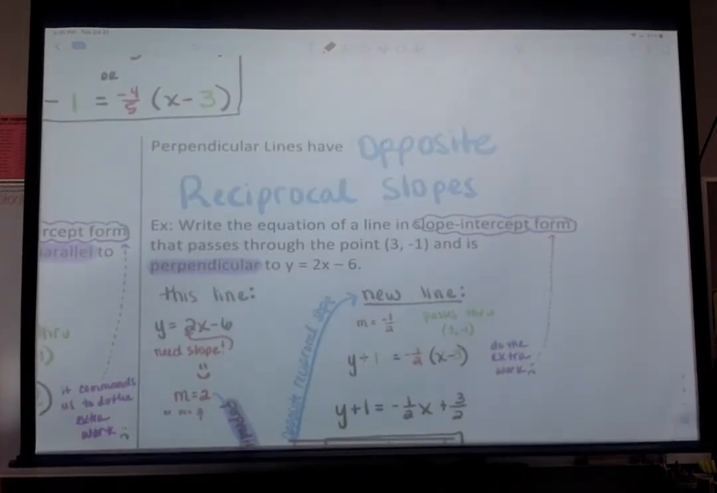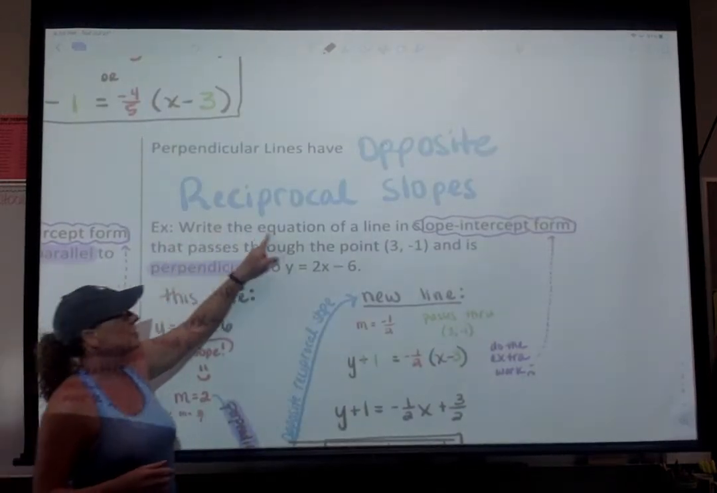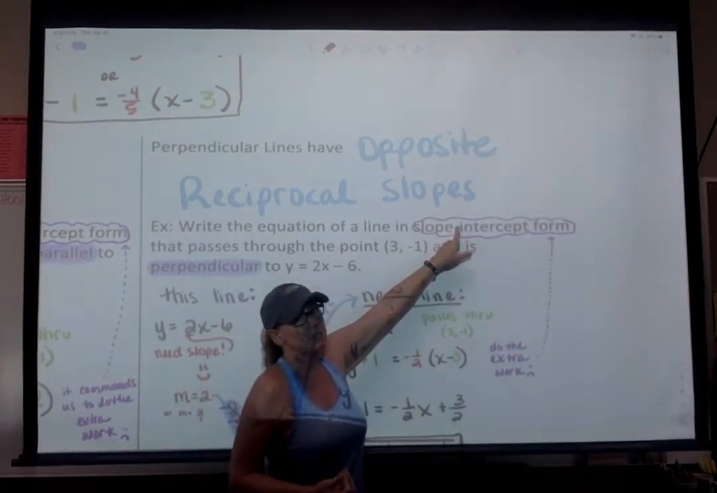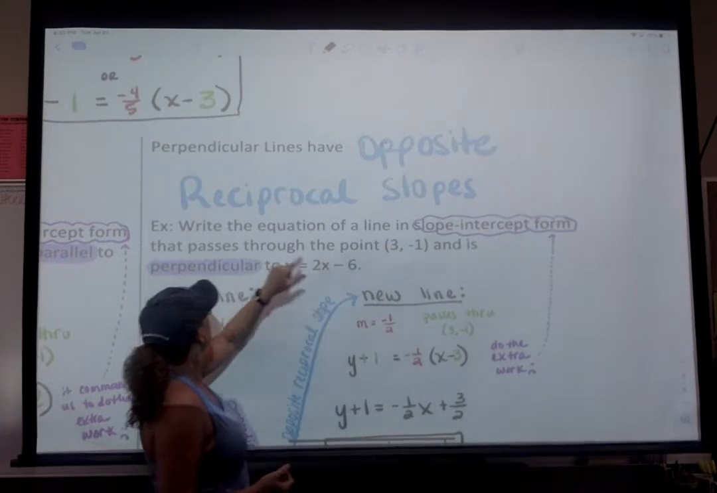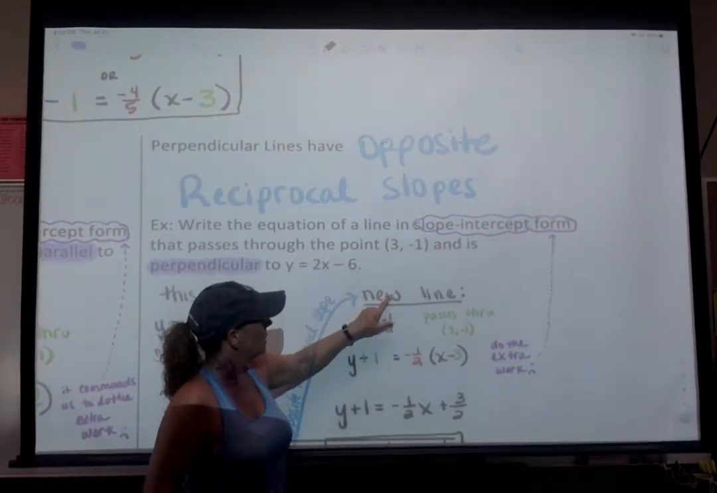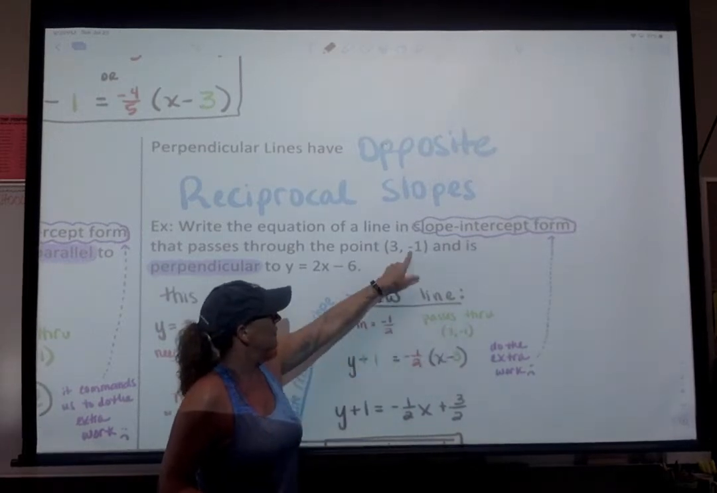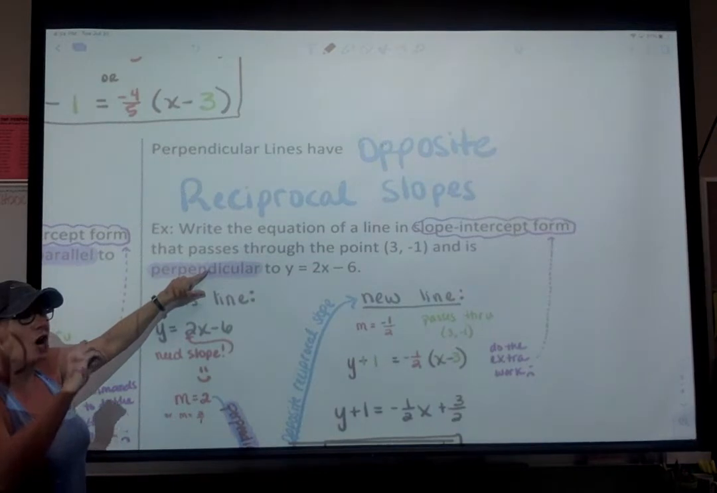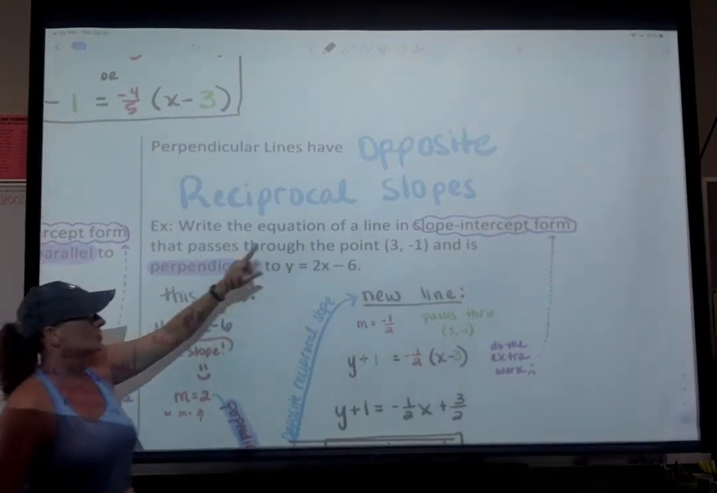Next problem is, okay, kind of the same thing. Write an equation of a new line. We're going to have some extra work to do at the end again. New line. My new line passes through this point. My new line is going to go through here. And it has to be perpendicular. It has to have opposite reciprocal slope to this one.